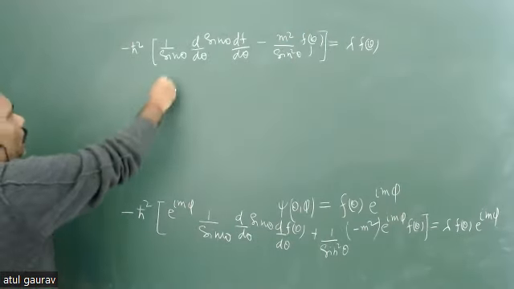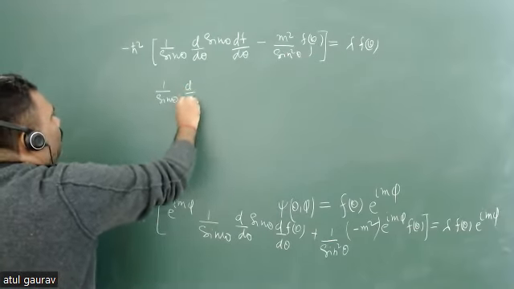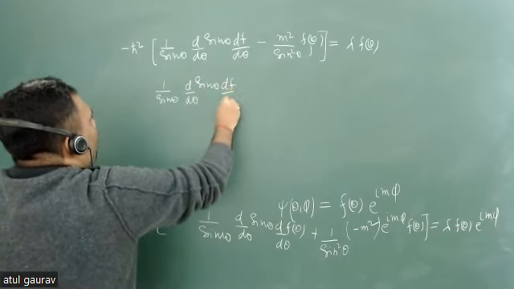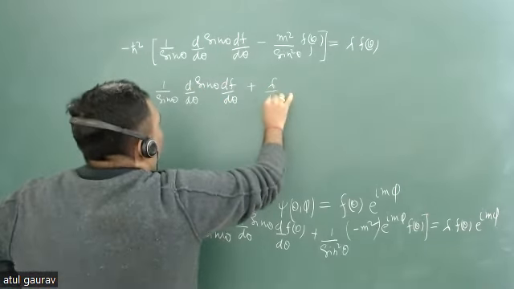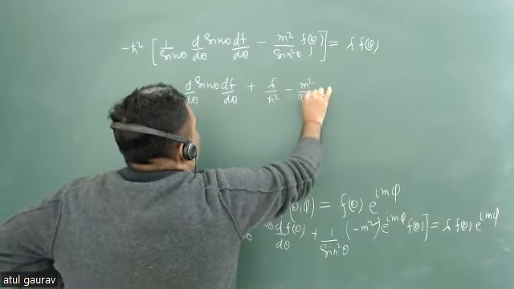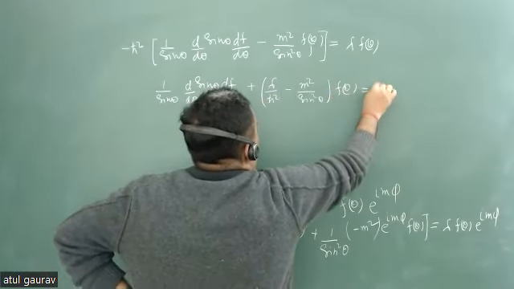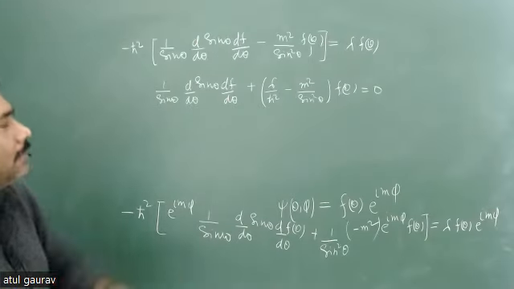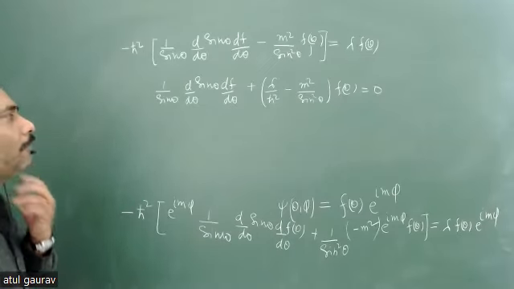I will get 1 upon sine theta d upon d theta sine theta df upon d theta plus lambda upon h cut square minus m square upon sine square theta f theta must be equal to 0. So we have to solve this equation. This is a very nice one. So how we will solve it? So what we will do?